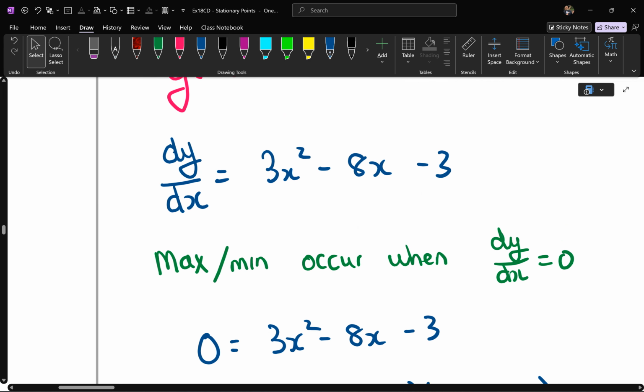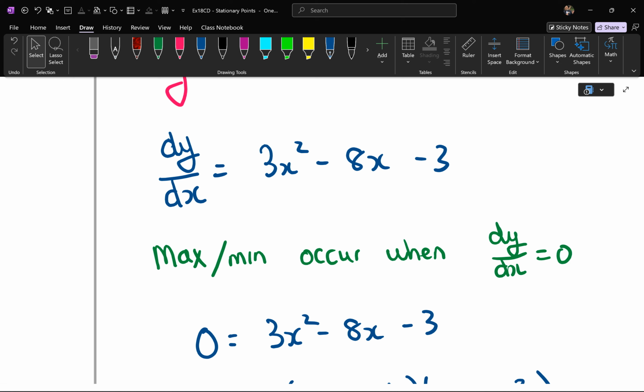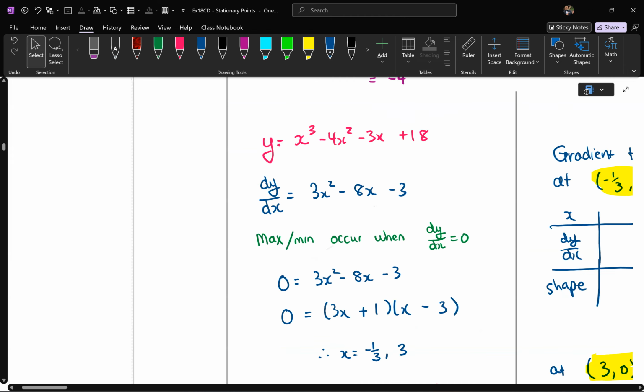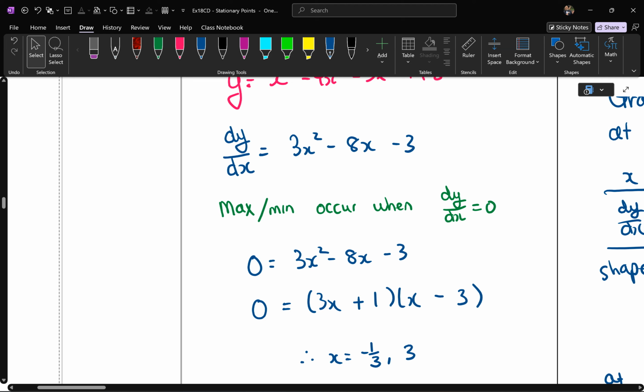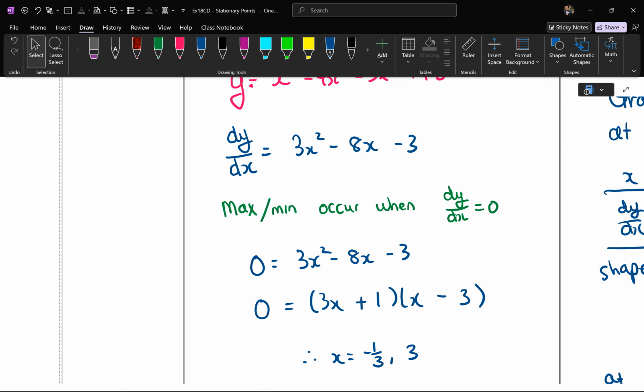So now that I've got this equation, if I can solve for x, that will tell me where I will have a gradient of 0. Okay, this represents gradient, not y-coordinate. So where do I have gradient of 0? Just solve for that one. That's a quadratic. Factorize it. So here we go. We factorize the equation and I got 3x plus 1, x minus 3. Solve for x using the null factor law, and I get x equals negative 1/3 and 3.